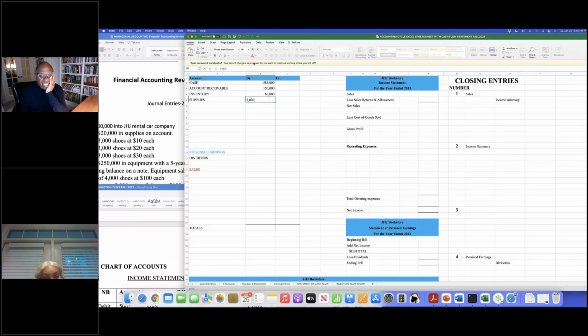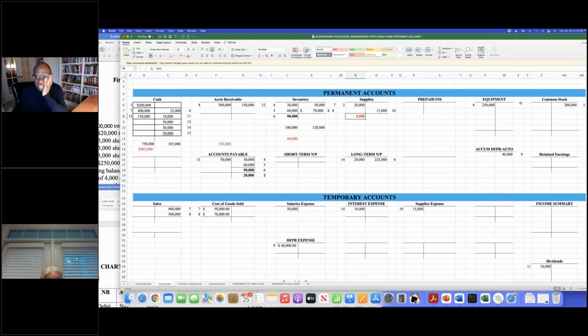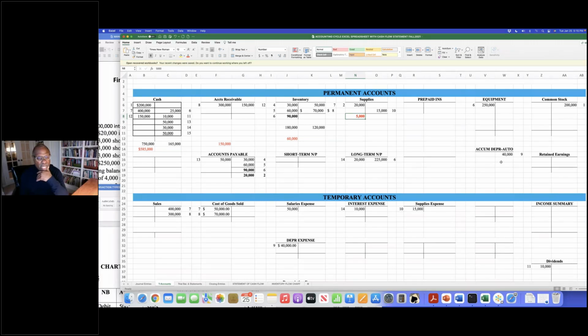Go back to the T accounts, equipment. Equipment is 250,000 and the accumulated depreciation is 40,000. Now the equipment has a debit balance of 250. Accumulated depreciation has a credit balance of 40. They've got to come into the trial balance the same way. So we add up and determine the side of the larger and put it in here. Here we only got one item.